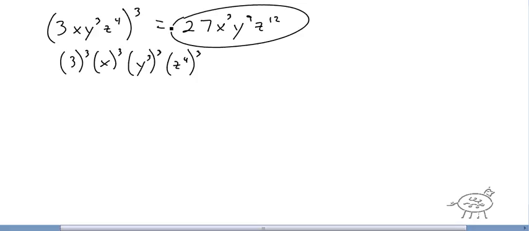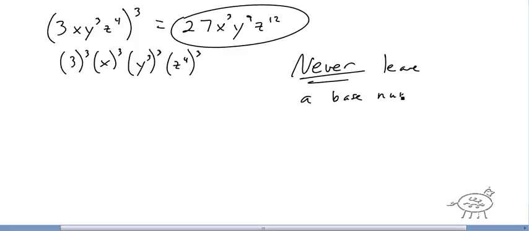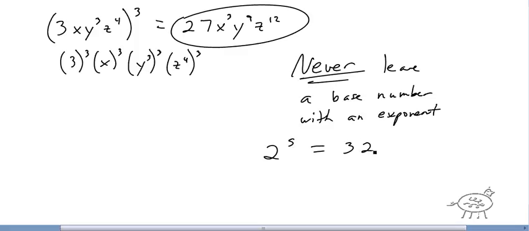Okay, it's very simple. I'm just going to make a general rule for all the problems that you're going to be working on. You will never leave a base number with an exponent. So please do not leave anything as 2 to the 5th power. If it has a number with it, you better stick this in your calculator and tell me that the answer is 32. Okay? I've seen that on quizzes and tests.